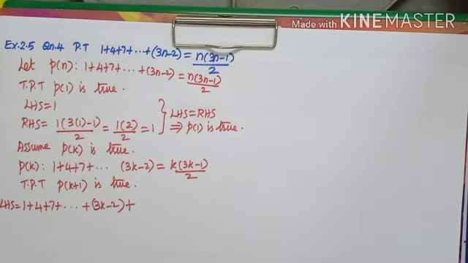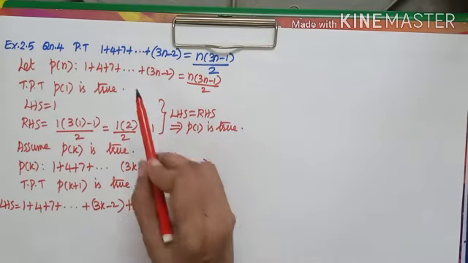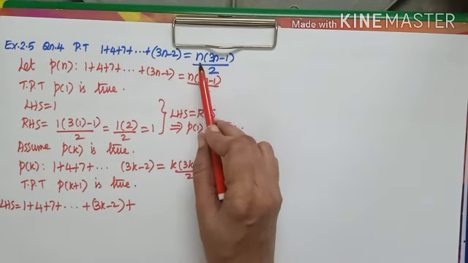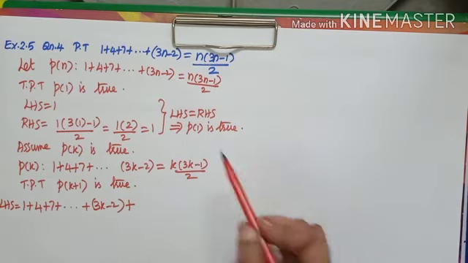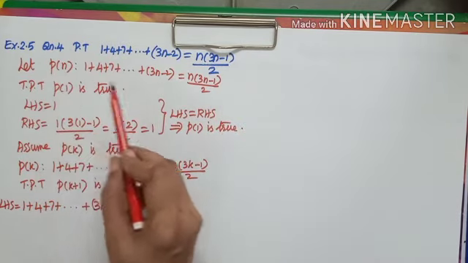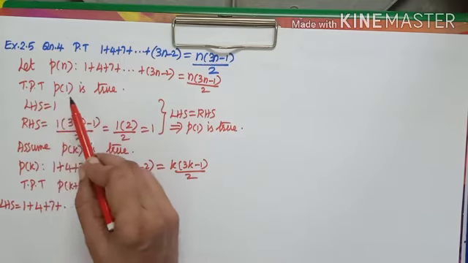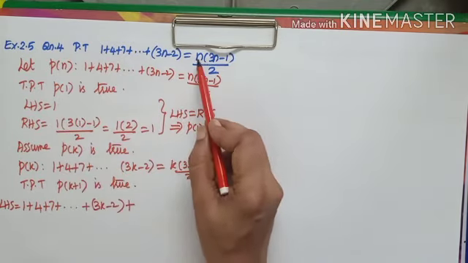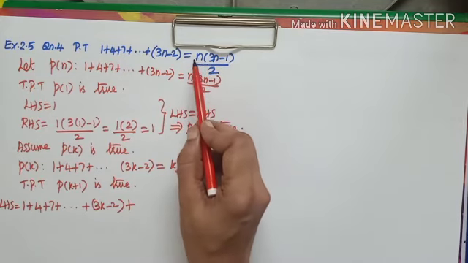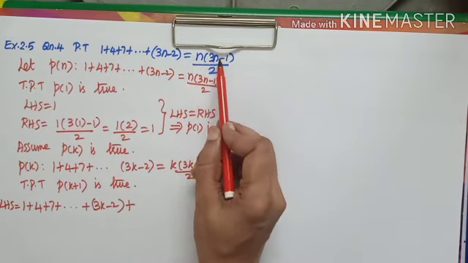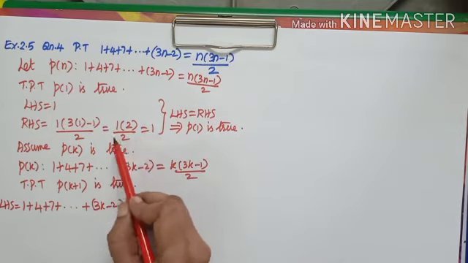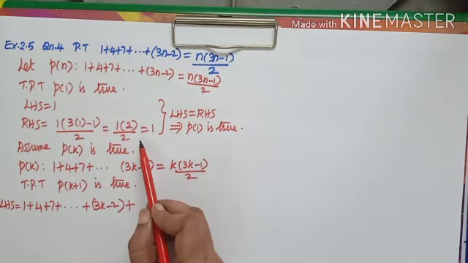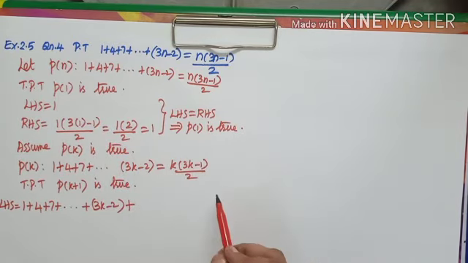Exercise 2.5, question number 4. Prove that 1 plus 4 plus 7 up to 3n minus 2 equals n into 3n minus 1 by 2. Take the given statement as P of n. To prove that P of 1 is true, LHS is the first term. RHS, wherever n is coming put 1: 1 into 3 ones are 3, minus 1, by 2. As we simplify, we get 1. LHS equals RHS implies P of 1 is true.